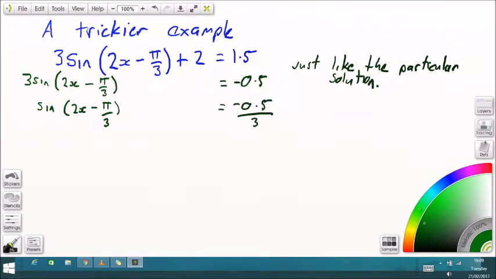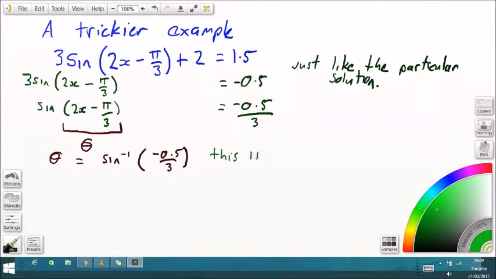And lastly, I'll need to do the inverse sine to both sides, and that there will be my angle theta inside the sine bracket. So theta is equal to that 2x minus pi over 3, and that will be equal to, so we'll call this a particular solution. It's not as such because we need to rearrange for x, but that's our particular solution in this case.